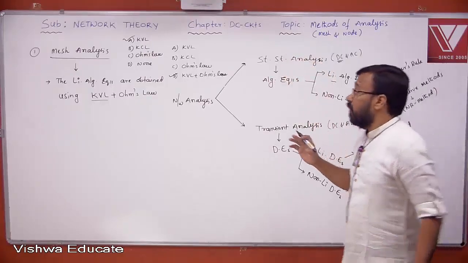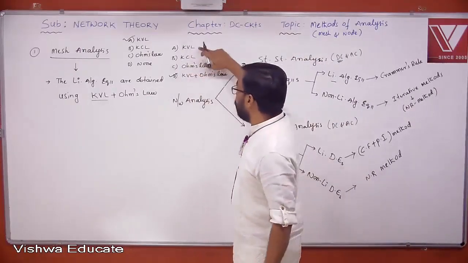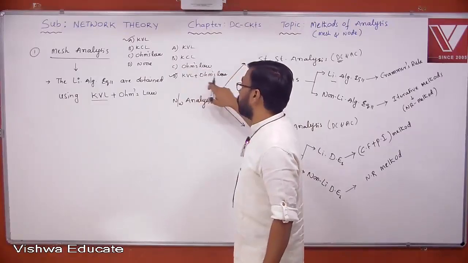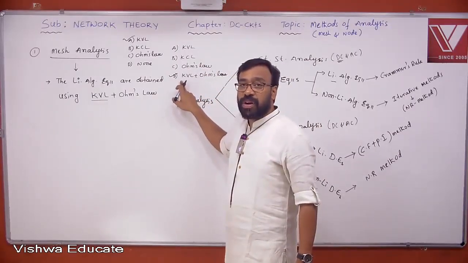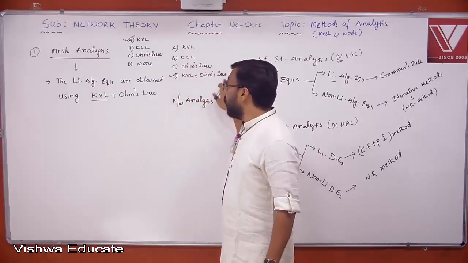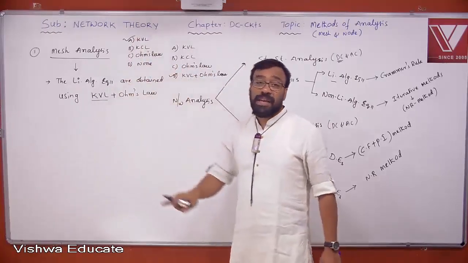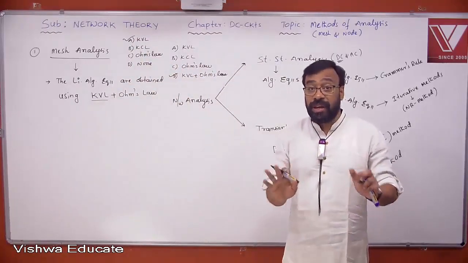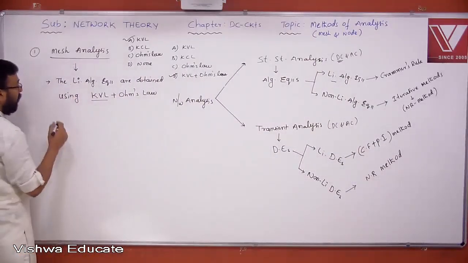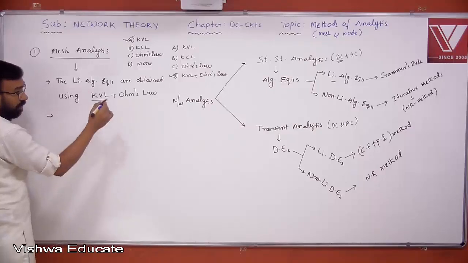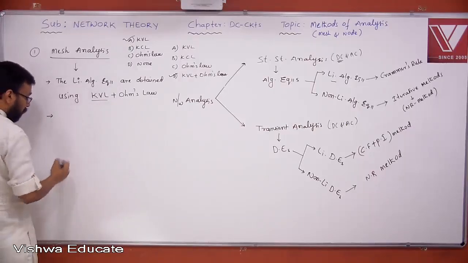But if in the 4 options, 2 options are given like KVL and KVL plus Ohm's law, you can give priority to or prefer the particular option KVL plus Ohm's law. If this is not available, you can select KVL directly. Do not worry, do not get confused. So in this mesh analysis, the linear algebraic equations are obtained using KVL plus Ohm's law. Now, another important point.